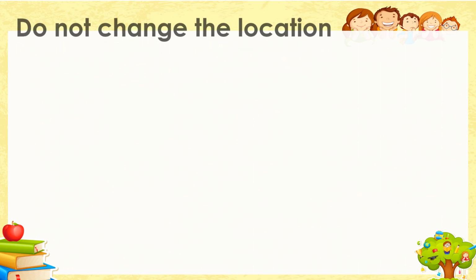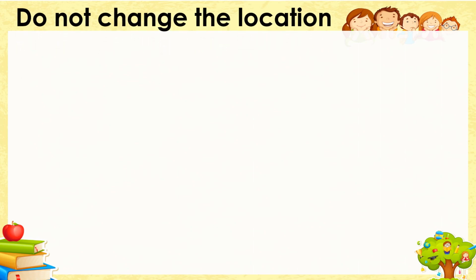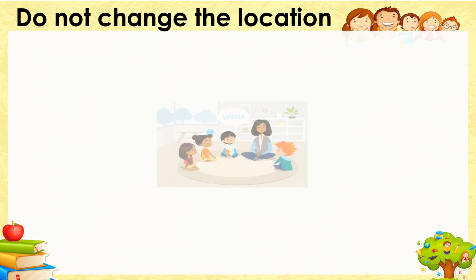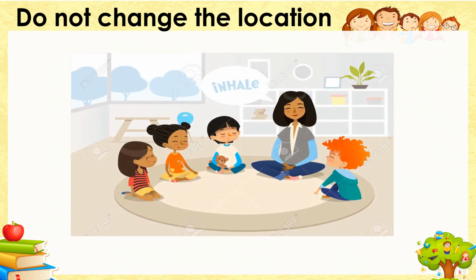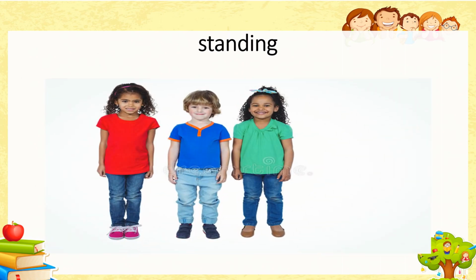This time, here are the examples of movements that do not change the location. Movements that do not change the location. Example here is what we call sitting. Again, sitting. Next is standing. Standing. It's another example of movements that do not change the location.